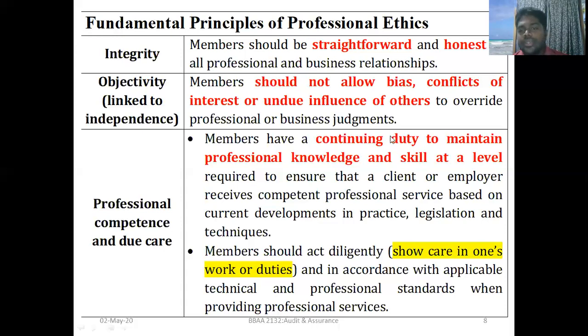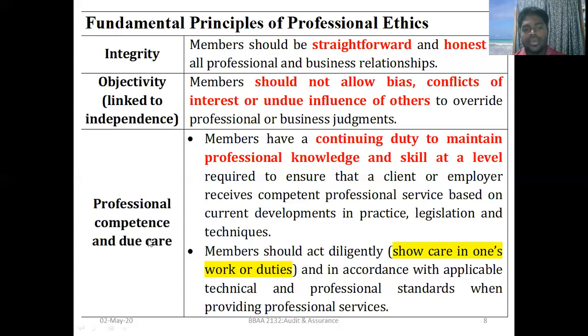Okay, the members have a continuing duty to maintain professional knowledge and skill, because nowadays it is a very digital world. So the auditor members also should be very familiar with handling these technical devices. They have to have a clear idea about these technical terms or technical investments. Because nowadays there are new terms, cryptocurrency, forensic accounting. So the auditor as a professional member should be able to handle all these kinds of technical terms. That is what the particular principle says. The member should be a very updated person. They have to update their knowledge and skill time to time.